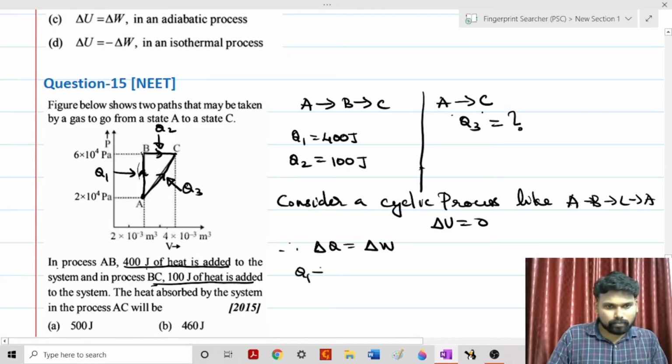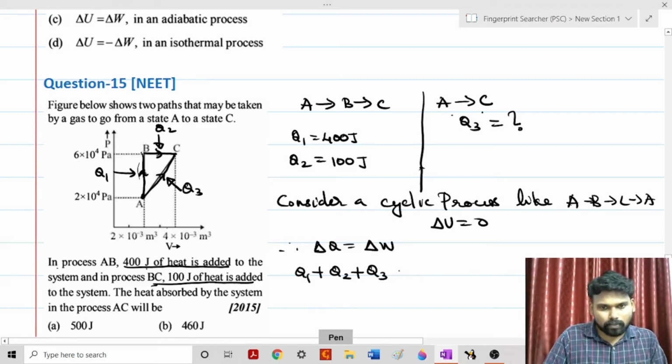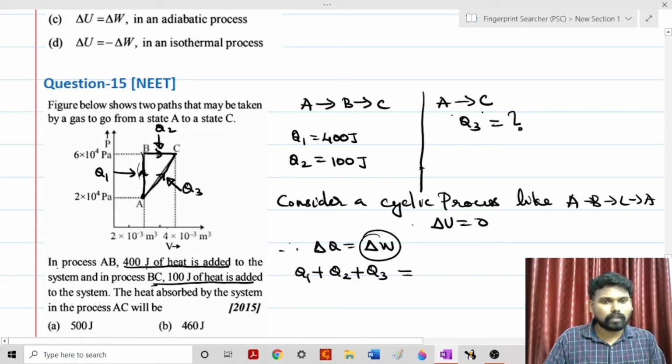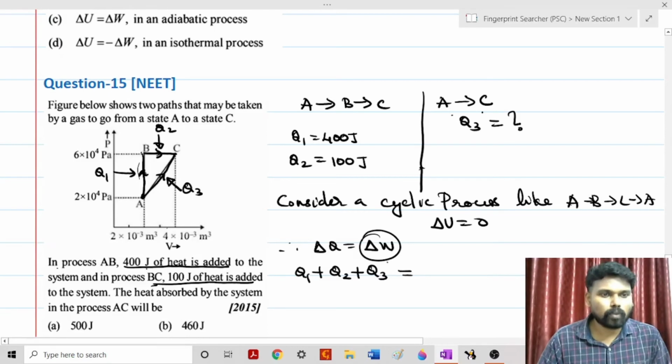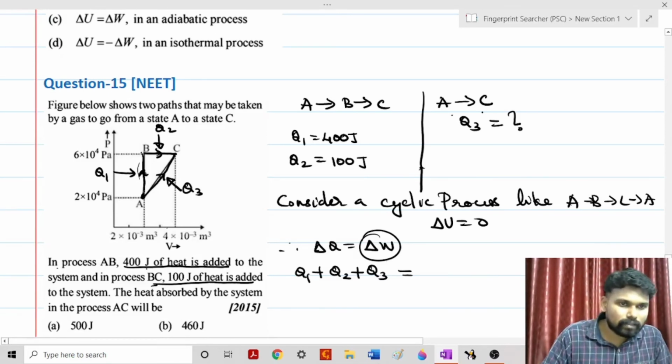Q1 plus Q2 plus Q3. Okay, let it be Q3. Q1 plus Q2 plus Q3 is equal to what? The work done. The net heat absorbed will be equal to the work done. How can you find the work done? Work done means the area enclosed by this loop. I have taken it as a cyclic process like this. So the work done is the area enclosed by the loop.